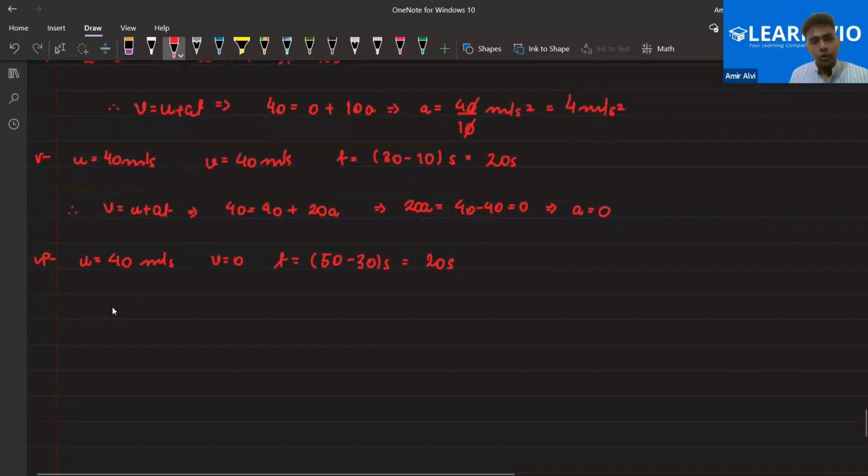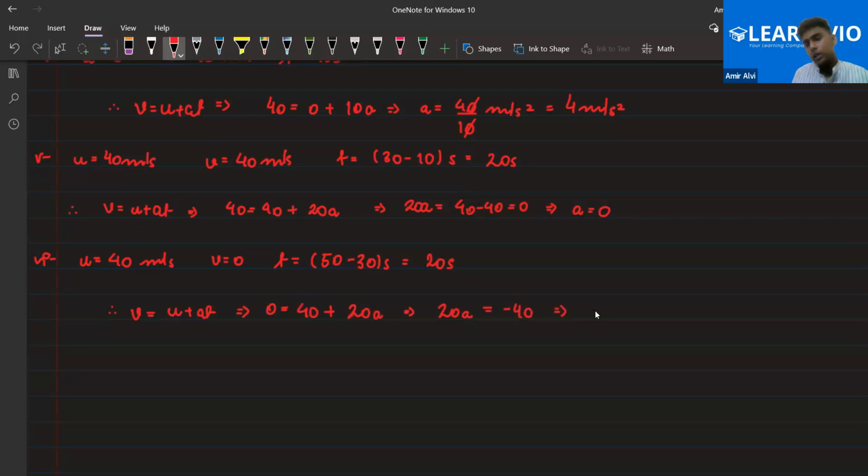Okay. So write down the equation, that is V is equals to U plus at. So V is 40. V is not 40, it's 0. And it is 20A. Okay. So we will shift A on the left hand side, 40 on the left hand side. So it is going to be negative 40. So A is coming out to be negative 40 by 20 meter per second square, is equals to minus 2 meter per second square.